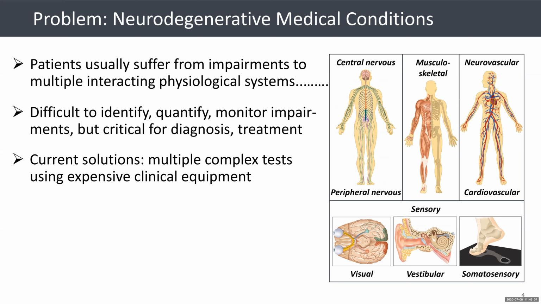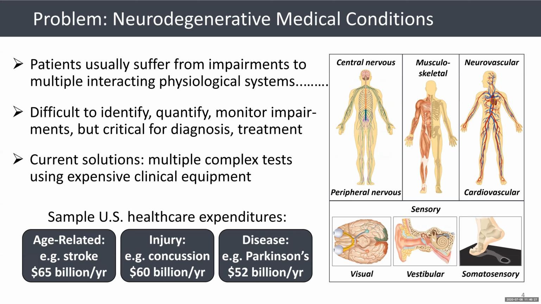But identifying and quantifying impairments to all of these different physiological systems remain very hard problems, but they're critical for accurate diagnosis and effective treatments. Current solutions require that a patient be scheduled for multiple very complex tests carried out by multiple specialists using expensive clinical equipment. And neurodegenerative medical conditions have many different causes: age-related disorders such as stroke, injuries such as concussions, diseases such as Parkinson's disease and MS.